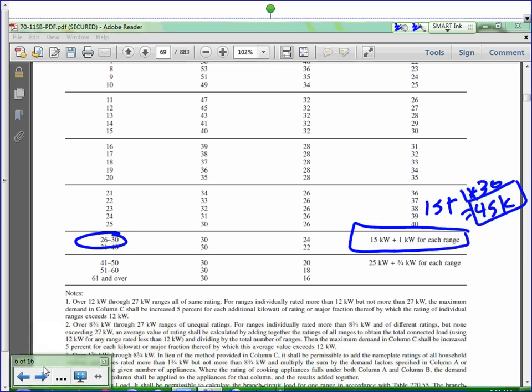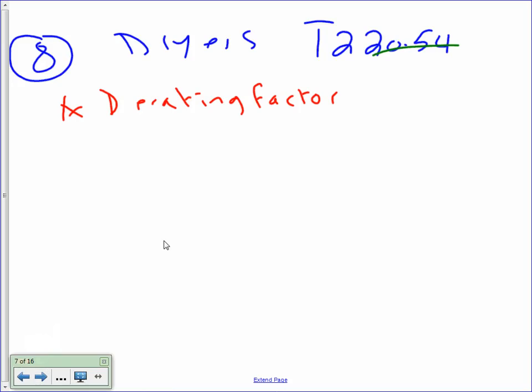Okay, so here's where we got this stuff from. Now the next step is dryers. The next step, my friends, is dryers, times 220.54. Anybody remember the size of the dryers I gave you guys? 6.5. So here's what you're going to do. I have 6.5 kVA.